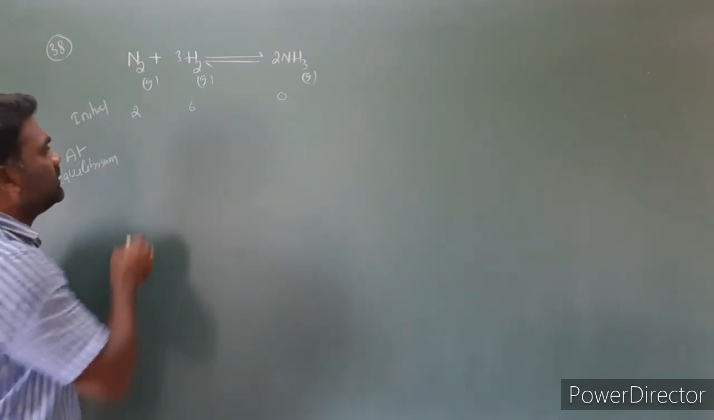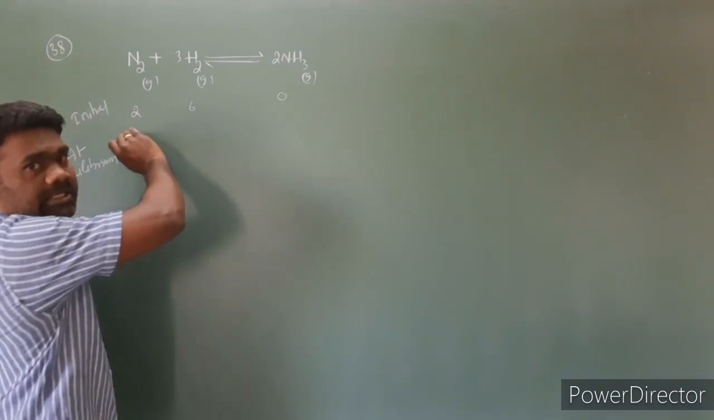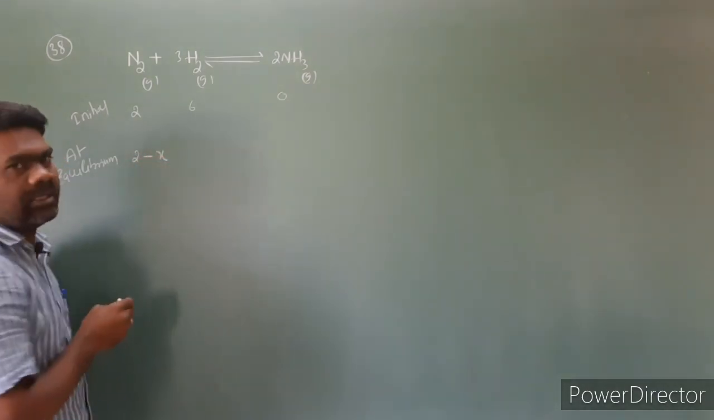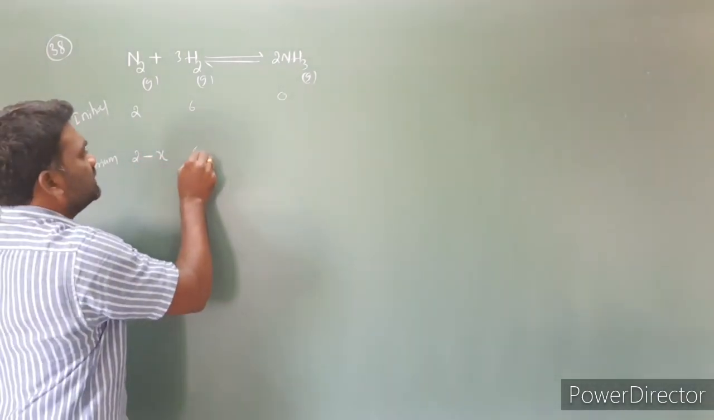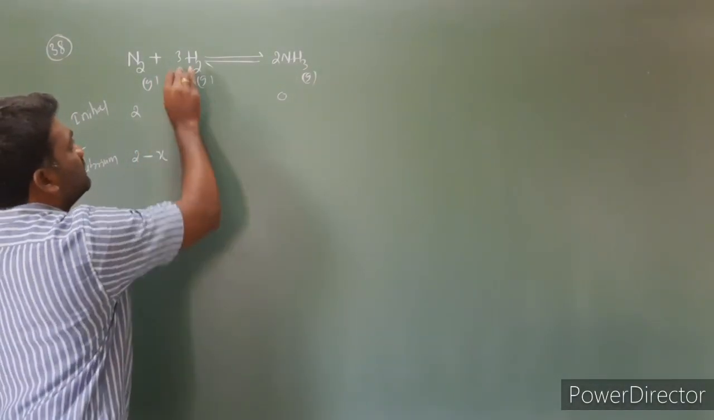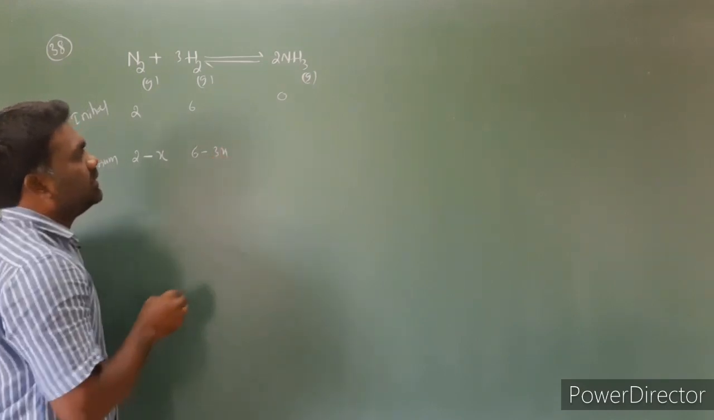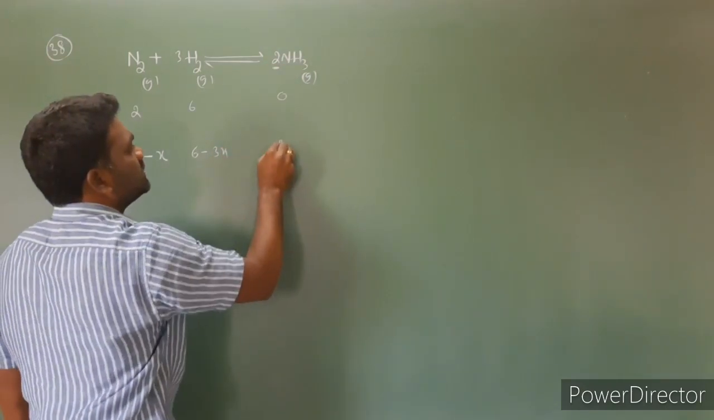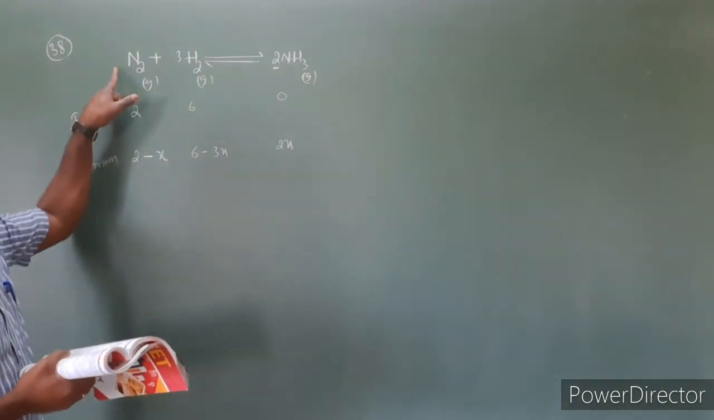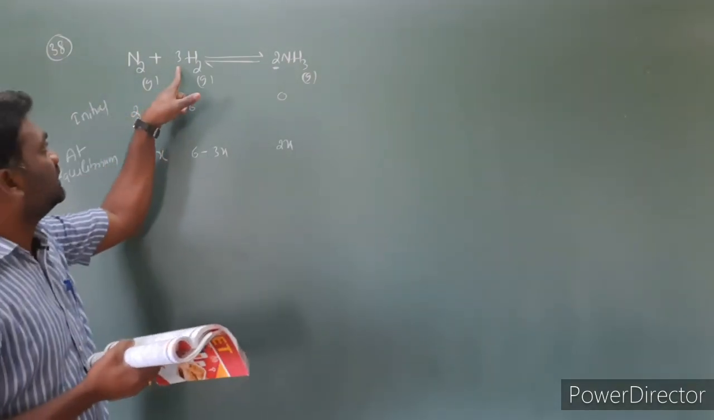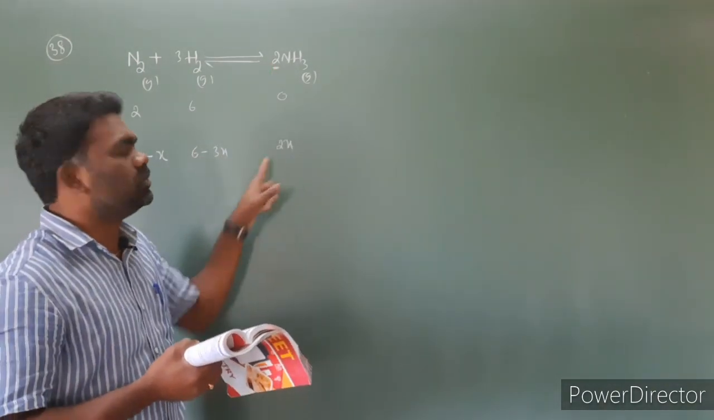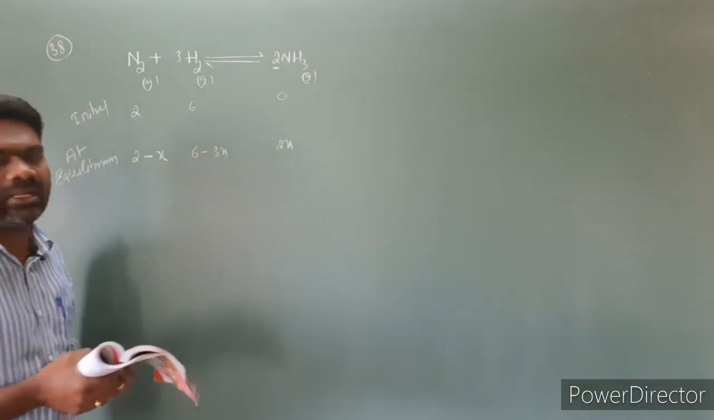At equilibrium, some amount of reactants is converting into products. So here is 2 minus x. Here, the initial number of moles is 6, so 6 minus 3x, where 3 is the stoichiometric coefficient. For NH3, 2 is there, so 2x. Here is 2 minus x, only one is there, so 2 minus x. Here 3H2 is there, 6 minus 3x. Here 2 moles, so 2x at equilibrium.